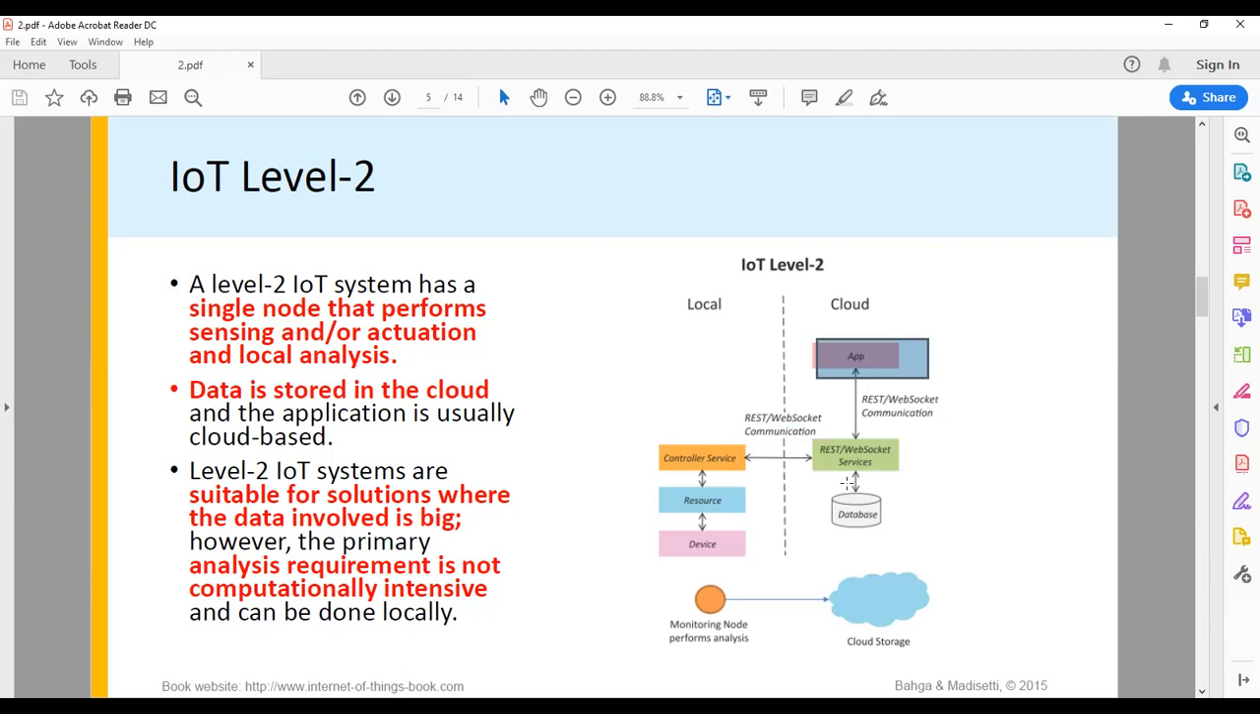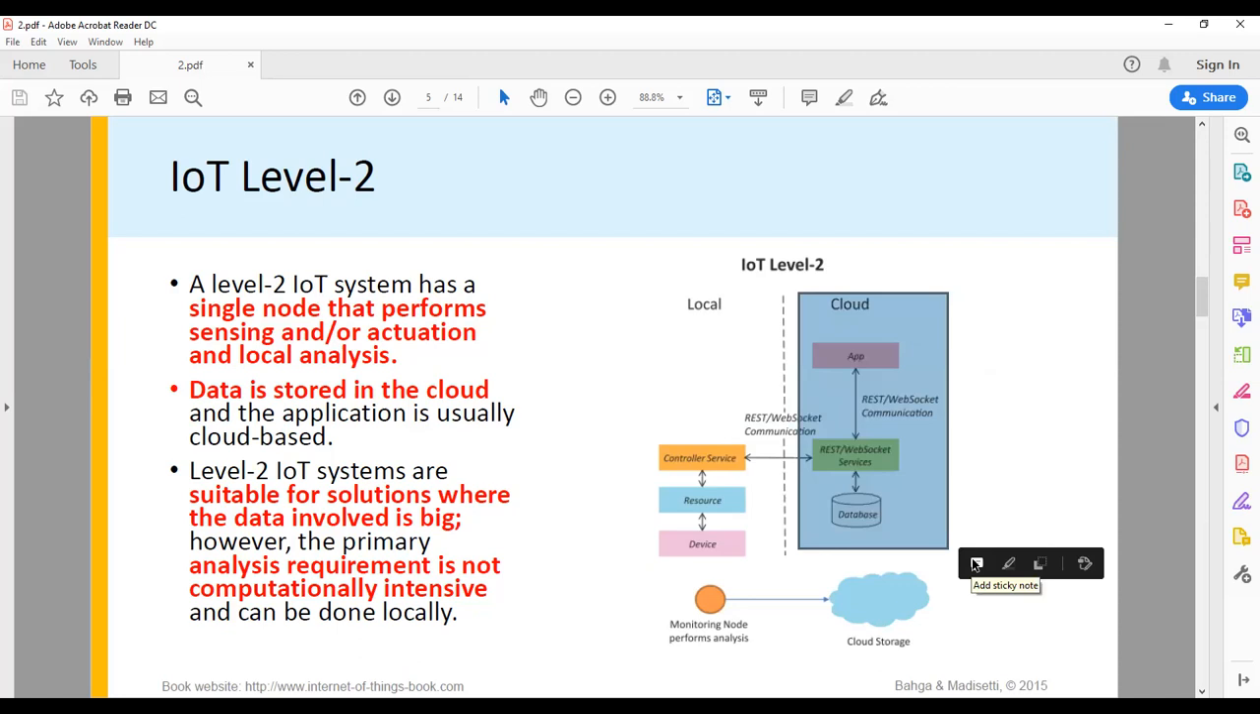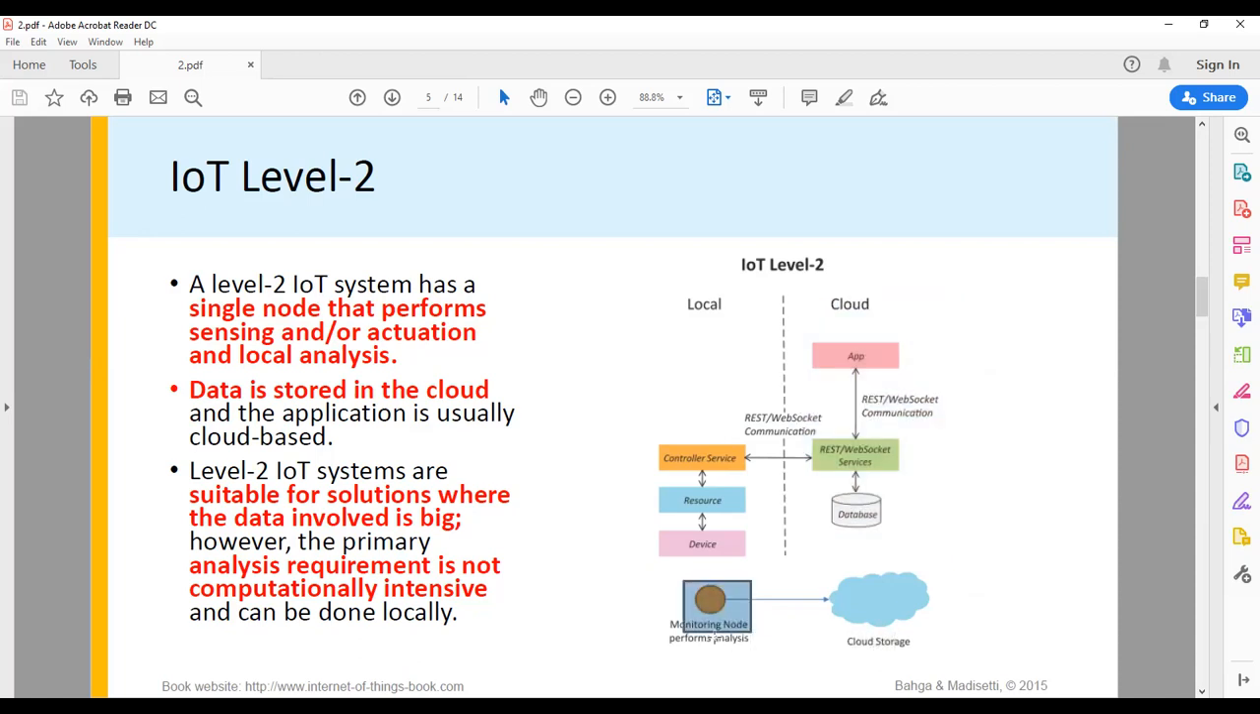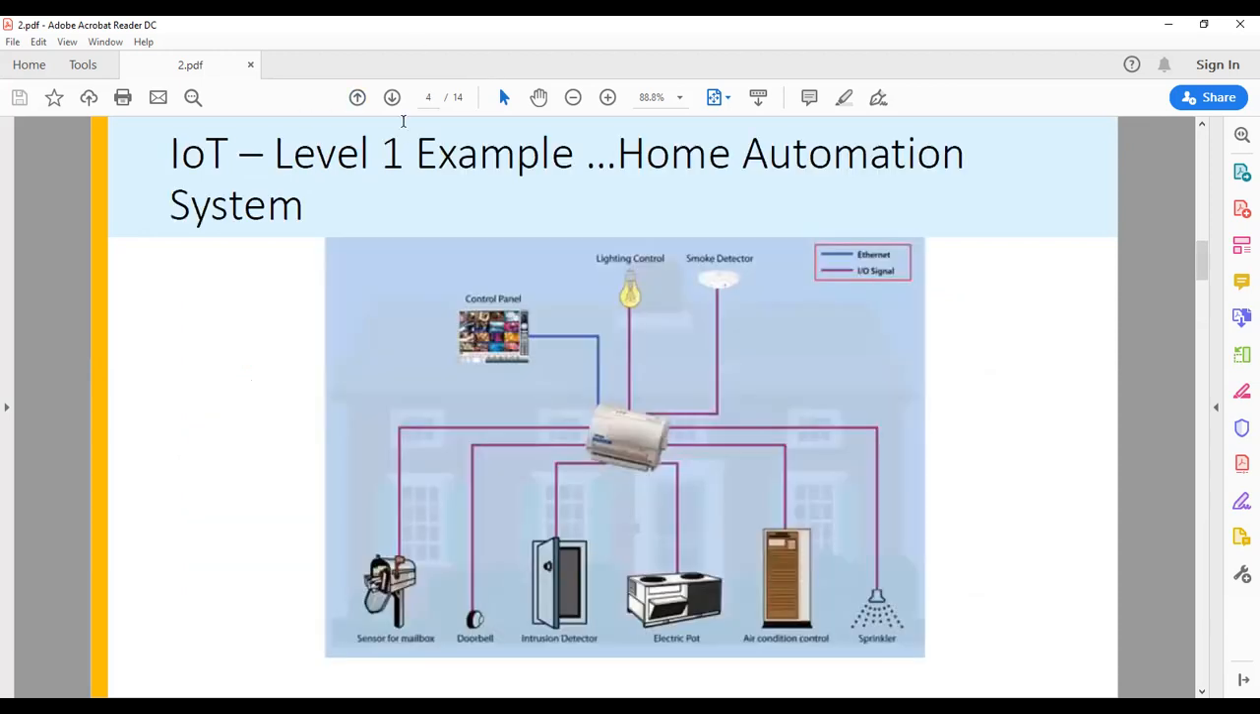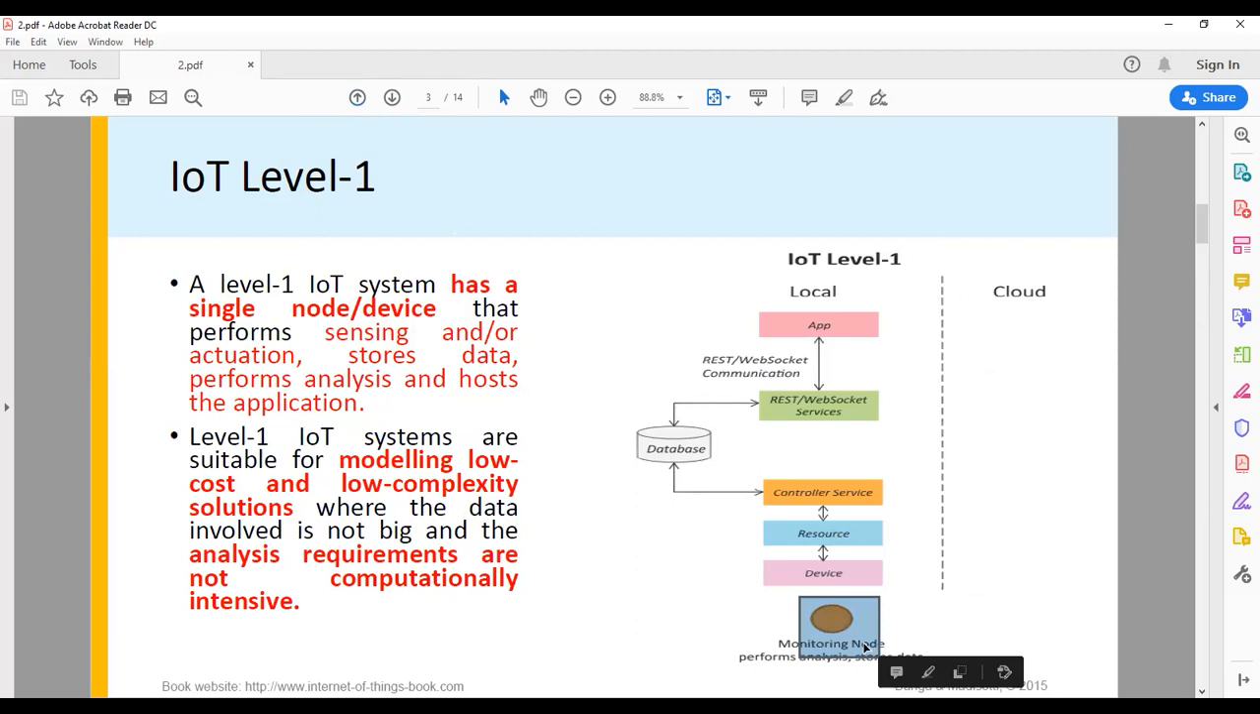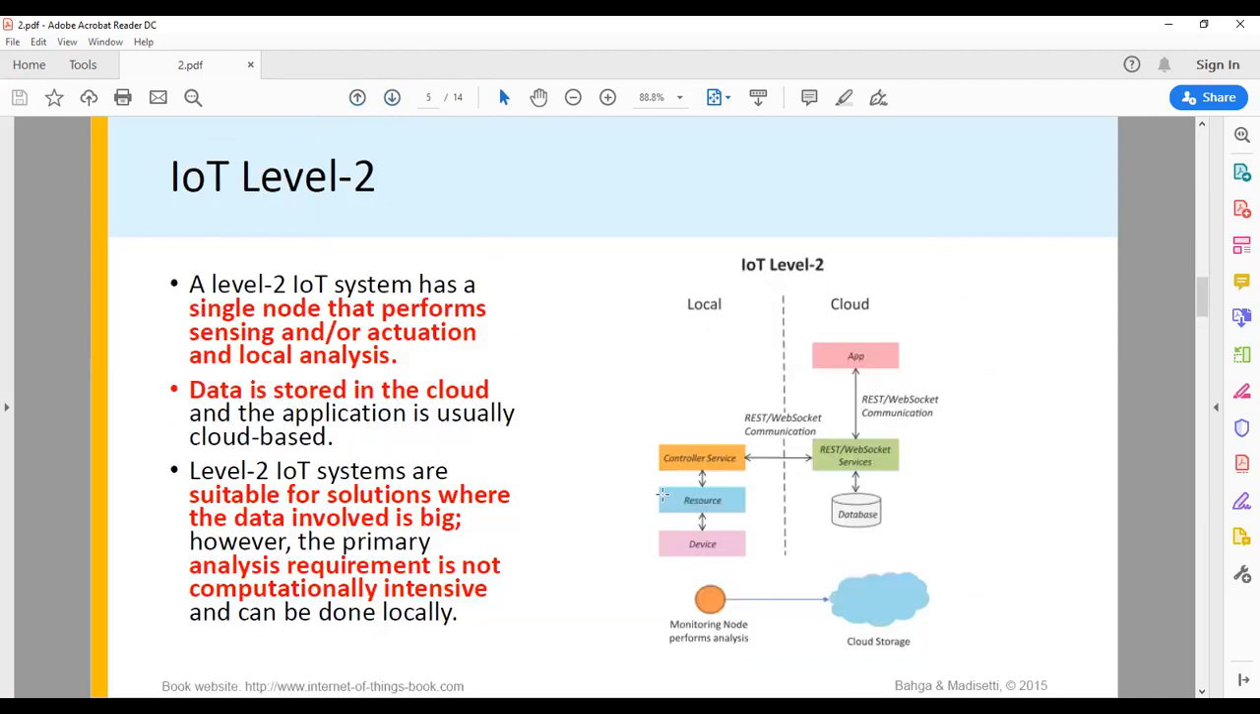Okay, they remain same, but the data storage and analysis part could be done on the cloud side only. You can see here, till now there is a single monitoring system. The number of sensors could be more, the amount of data could be more, but the monitoring node is only one here. Here also in level 1, the monitoring node is one. So you can see a single node that performs sensing and acquisition, and local analysis. Data is stored in the cloud and the application is usually cloud based.